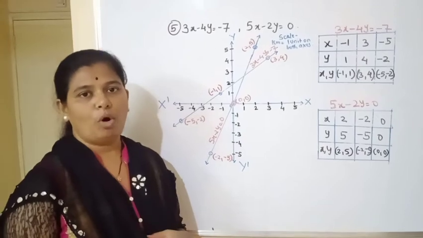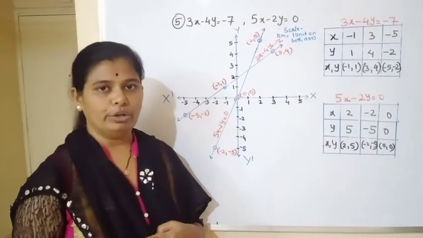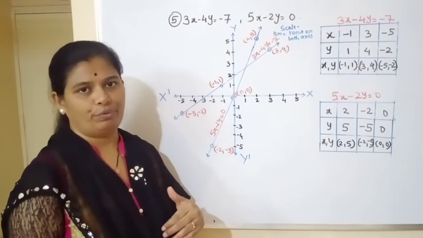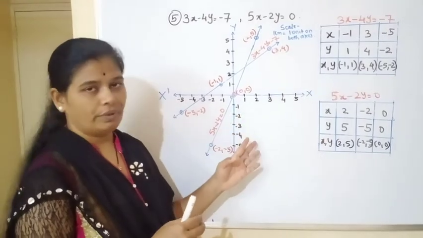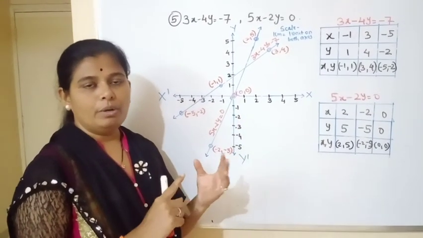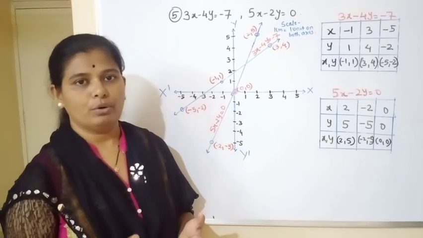Now one more problem is there in this exercise. Sixth sum is there, so that you can do it yourself. It is similar to the fourth and fifth. If you study the fourth example which I have explained and this fifth example, you will be able to solve the sixth example and draw the graph.